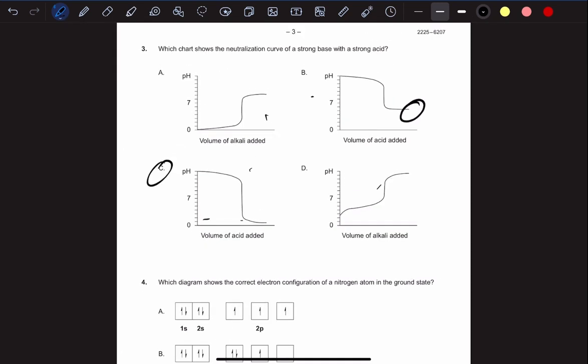We don't even need to remember how the curve shape actually is. We just need to think about strong base, strong acid. What should the start point be? What should the end point be?